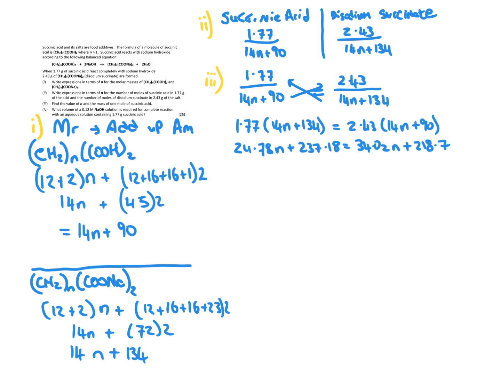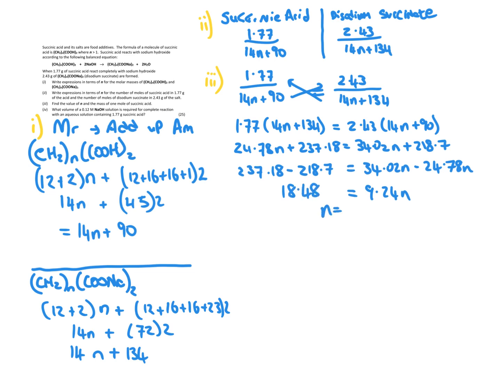Now, when we multiply this out, we have to get our letters on one side and our numbers on the other. So I'm going to bring my n's over to the right-hand side so I can keep them positive, and the numbers to the left. So what that will give me is 237.18 minus the 218.7, just from bringing it over. And then 34.02n, I'm going to take away 24.78n from that. The reason I've done it on those sides like that is to keep them positive. Usually I would bring the letters to the left and the numbers to the right, but it makes more sense to do it the other way around in this question so that I'm not dealing with minuses. So what I end up with is 9.24n is equal to 18.48. And if you divide that in the calculator, you will get that n is equal to 2.